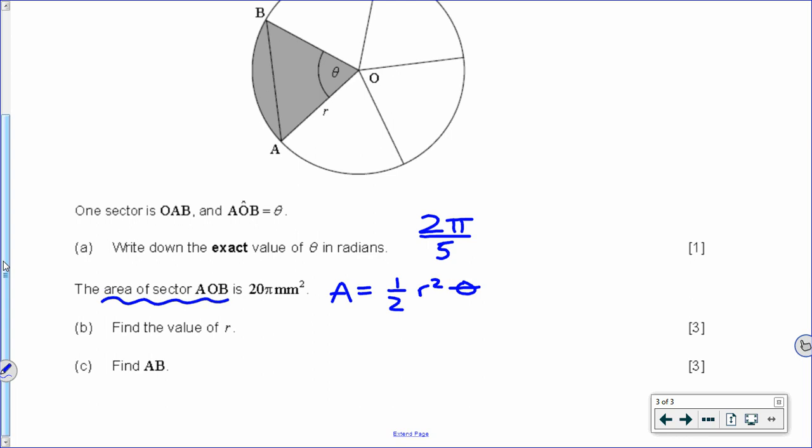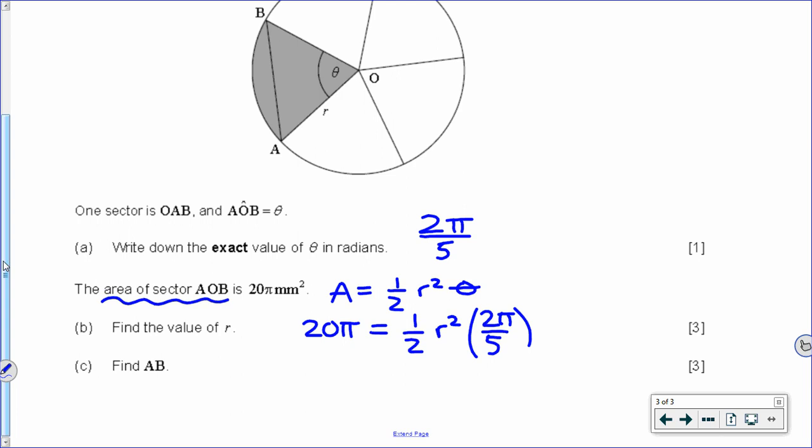A common mistake is replacing A with 20 here, but A is 20 pi, not 20. R is the thing we don't know and are trying to solve for, so I will leave it as R. And theta is 2 pi over 5. And this can get a little bit hairy trying to solve it, but it's not that bad. In addition, it's a calculator test, so you could even use the calculator to help you. But I'm going to attempt to solve this one analytically.